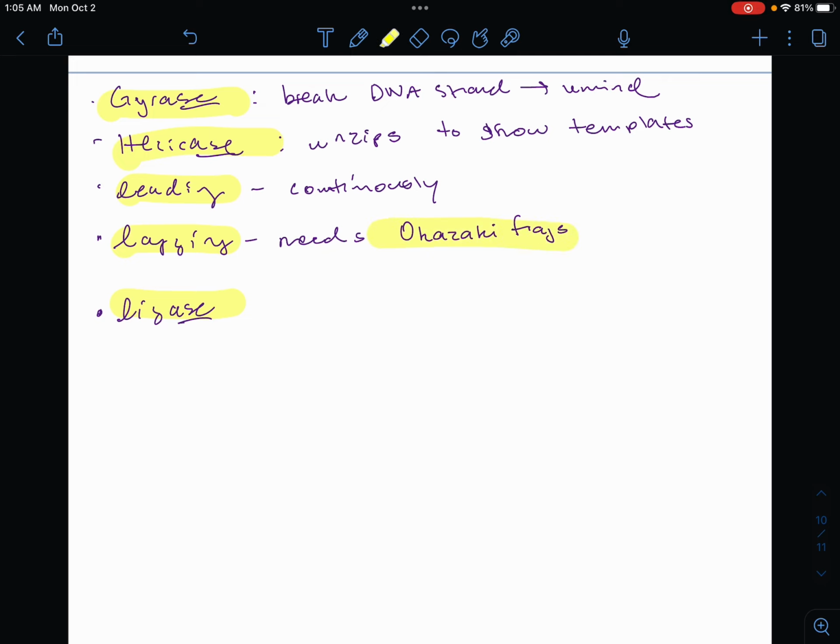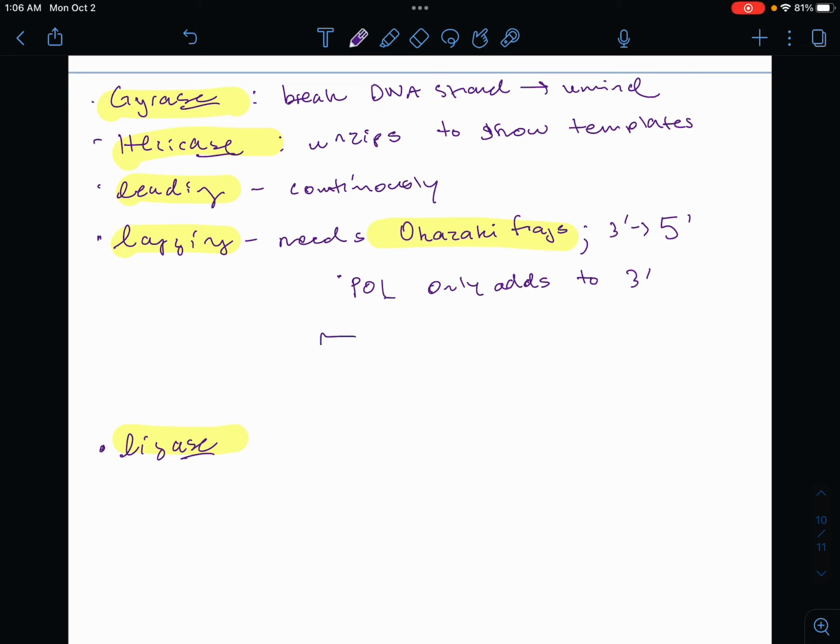This is another term, and the lagging strand actually goes 3' to 5'. So therefore, this presents a problem, since the polymerase only adds to the 3' end. So therefore, the polymerase will have to do these, again, literally fragment additions onto the lagging strand.